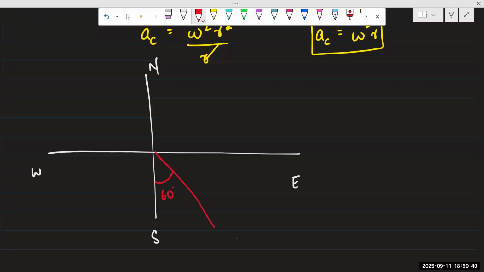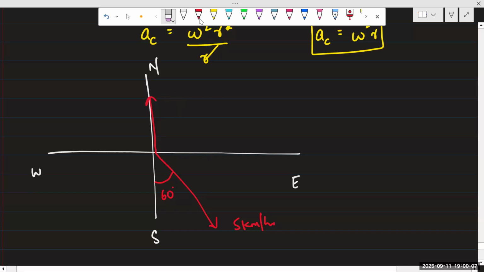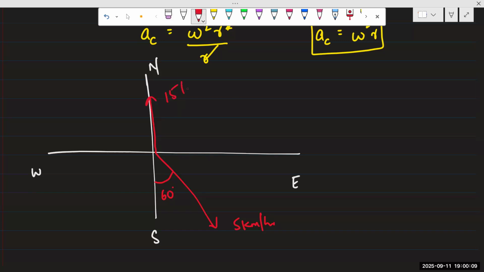This is one of the velocities, 5 km per hour, in the direction 60 degrees, like this. And there is another vector whose value was given, 15 towards the north. North means directly north, like this. That is simply 15 km per hour.